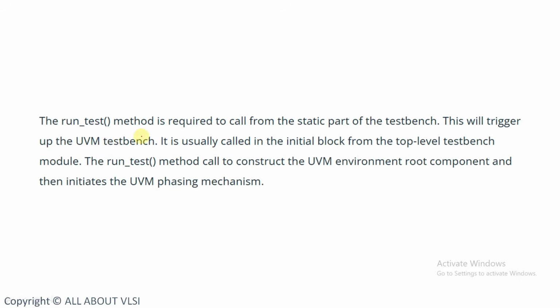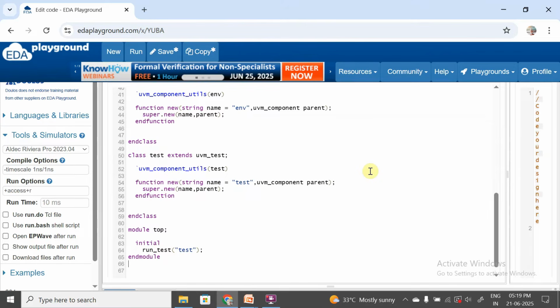So basically this run_test is a method which is required to be called from the static part of the test bench, and this will trigger the UVM test bench. So it is usually called in the initial block from the top level test bench module. The run_test method is called to construct the UVM environment root component and then initiates the UVM phasing mechanism. So if we call this run_test, then this phasing mechanism will be activated. So just simple code which I have written.